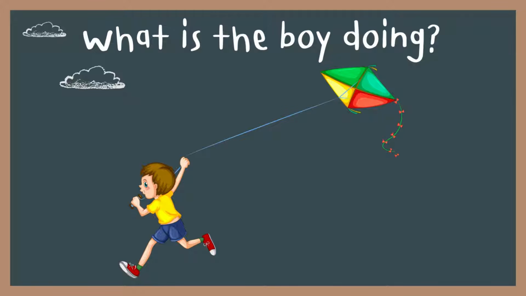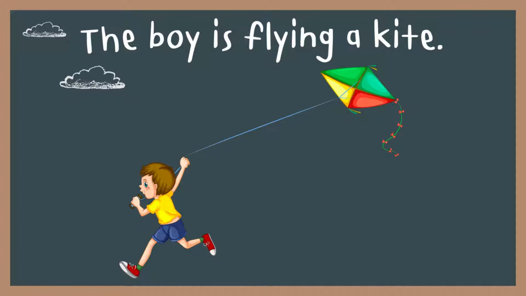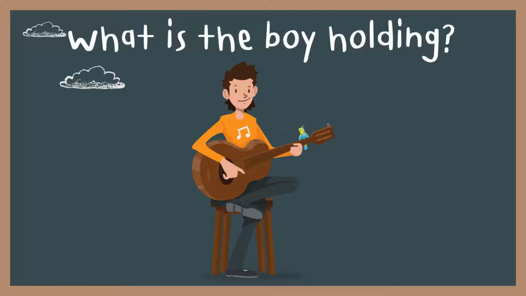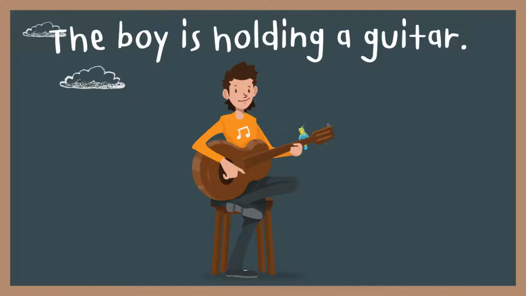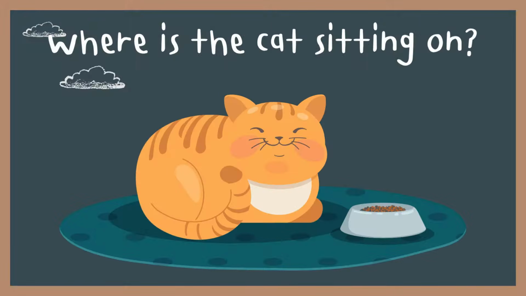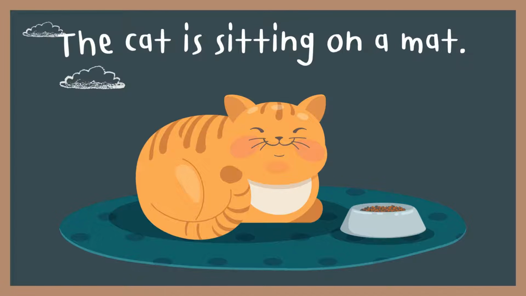What is the boy doing? The boy is flying a kite. What is the boy holding? The boy is holding a guitar. Where is the cat sitting on? The cat is sitting on a mat. The fat cat on the mat.